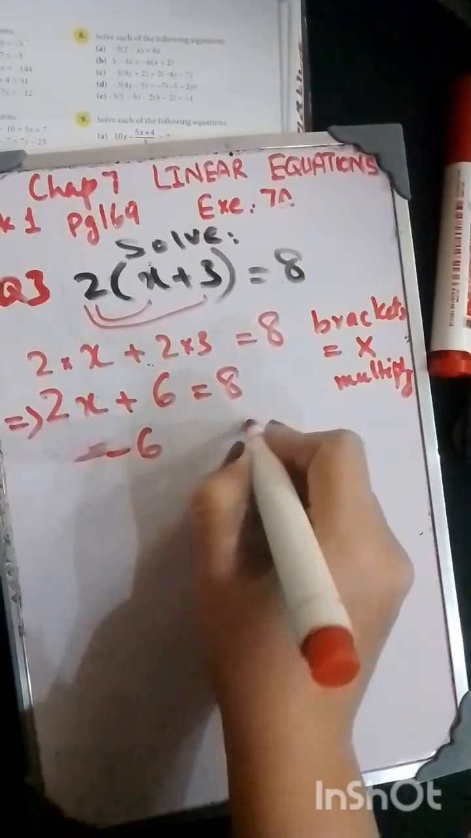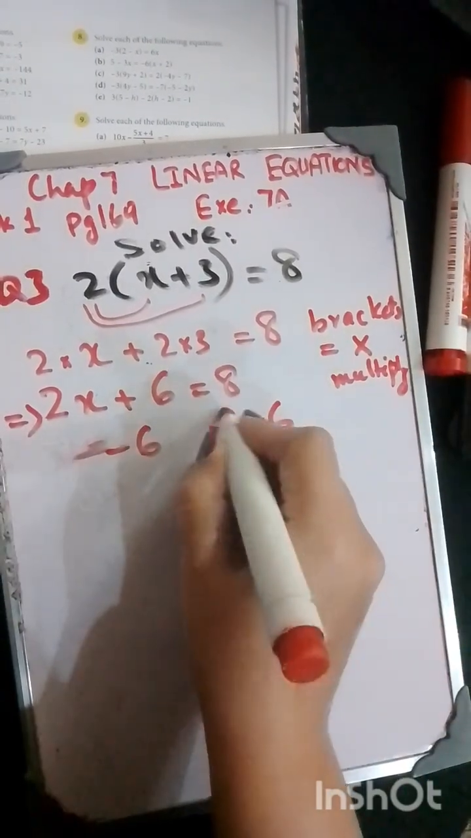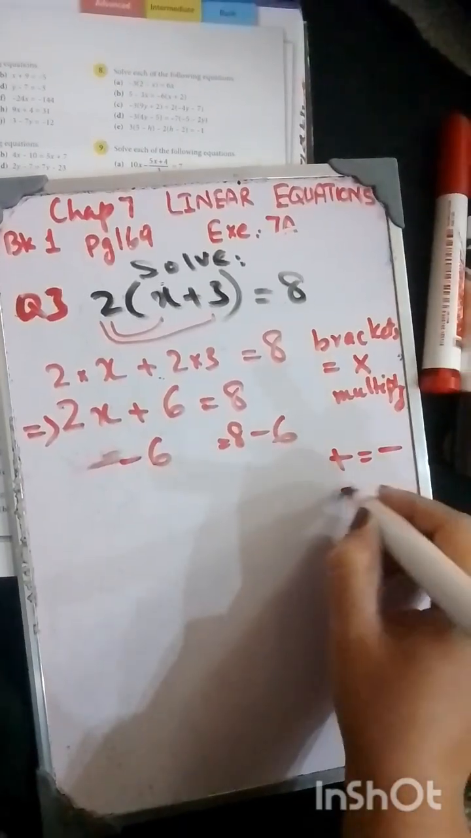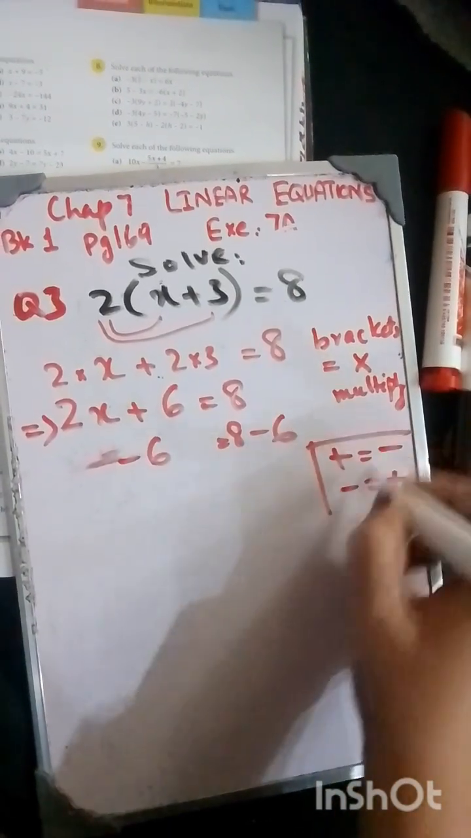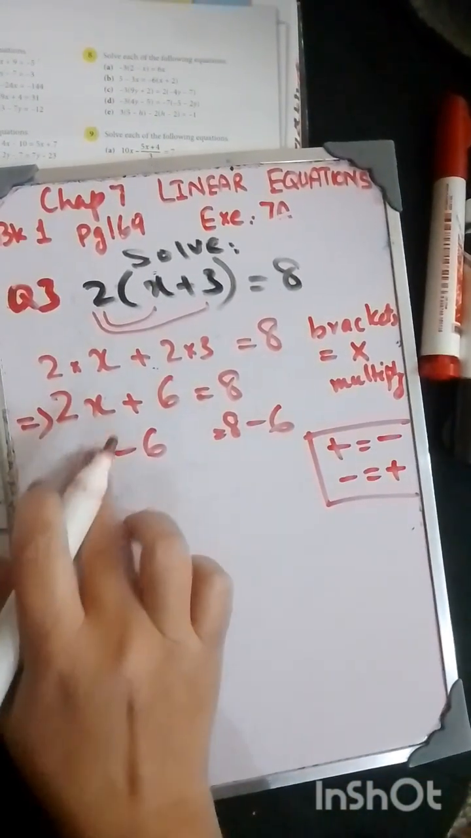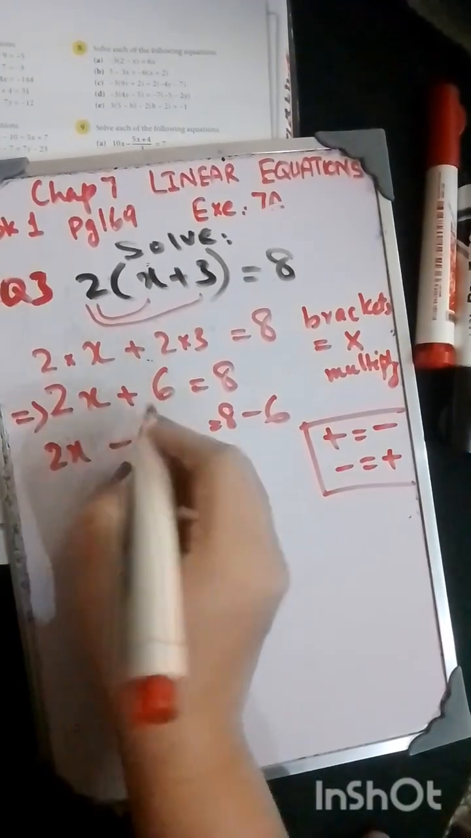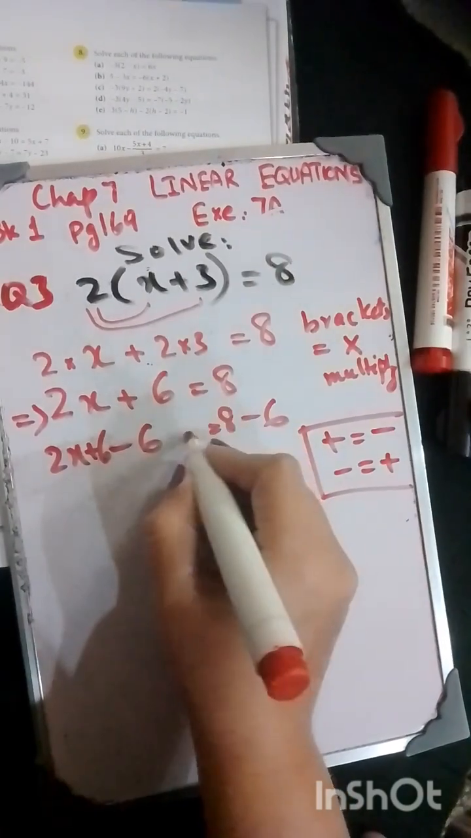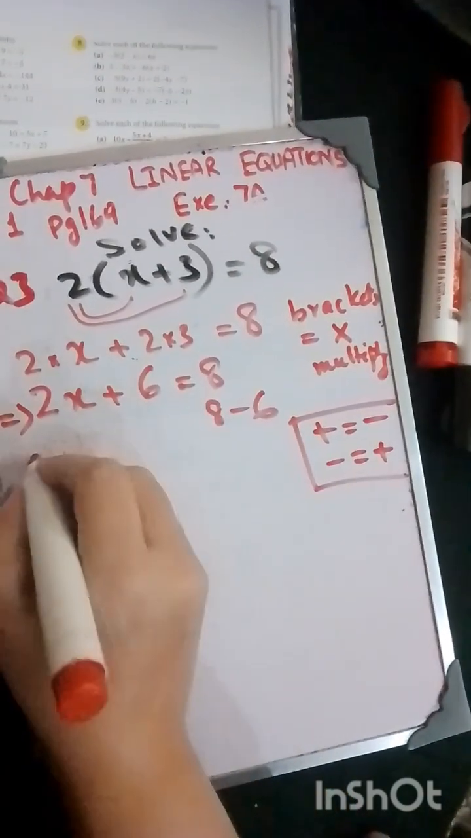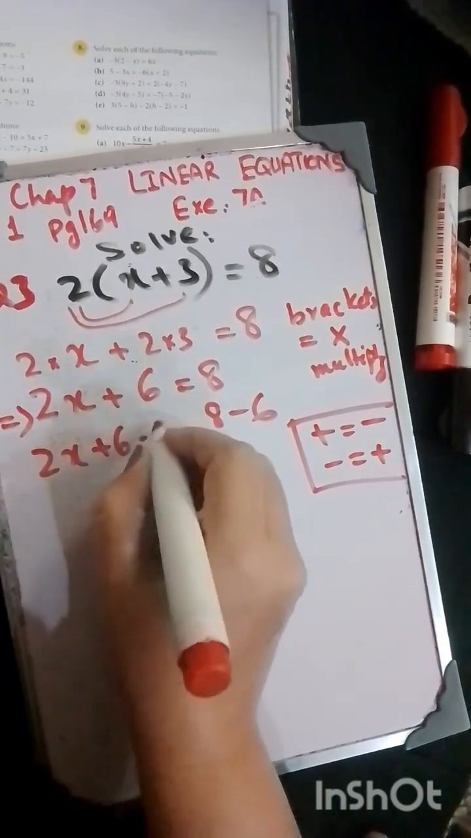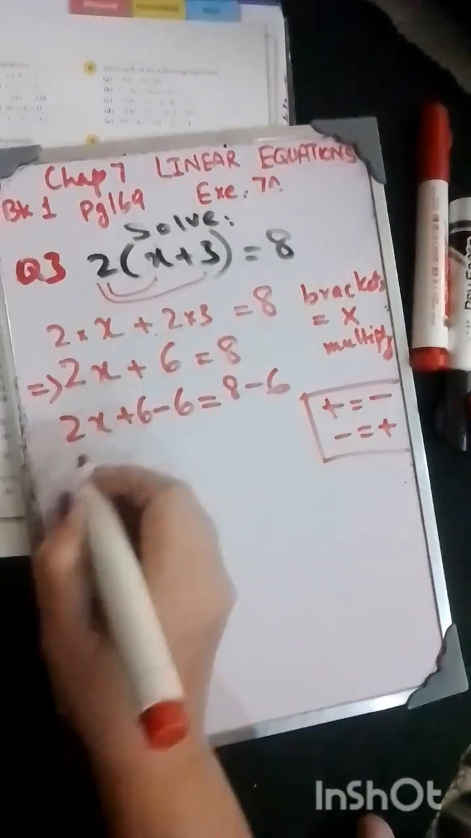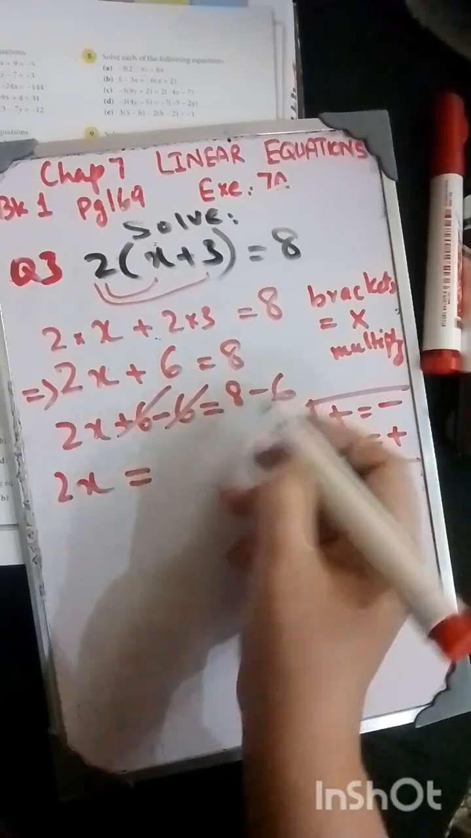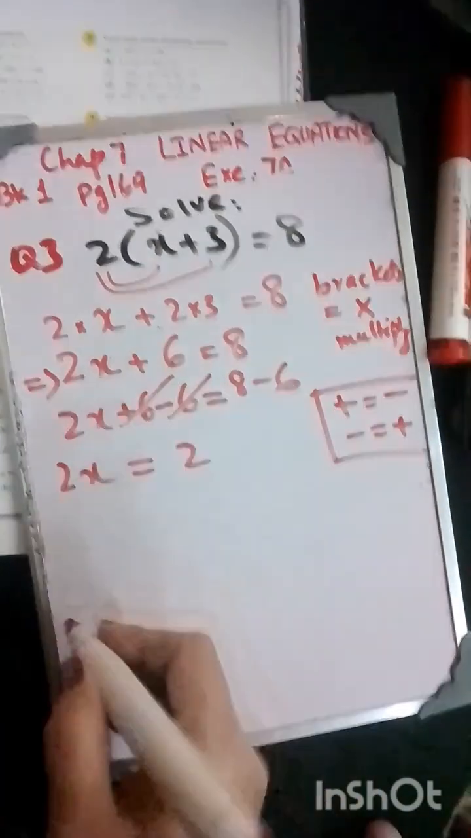So 6 is positive, on the other side it will be negative, or either you can subtract 6 from both sides. Okay. So here we will write the full equation. 2x plus 6 minus 6 equals positive 8 negative 6. Let me correct it. Alright, so positive 6 and negative 6 have alternate signs, the same number will be cancelled out. 8 minus 6 will be 2.